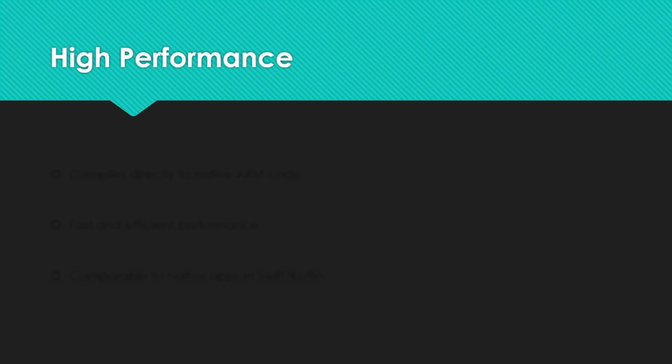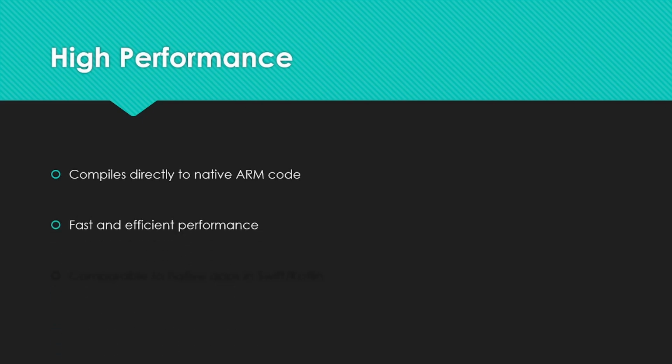Moving to next slide, high performance. The code compiles directly to native ARM code. ARM code is a machine instruction executed by ARM processor. This type of processor architecture is used in mobile devices like smartphones and tablets. This makes the app fast and efficient. For iOS and Android, Swift and Kotlin or any such thing takes care of this compilation. In Flutter, Flutter does this compilation, and it is actually comparable to these frameworks.